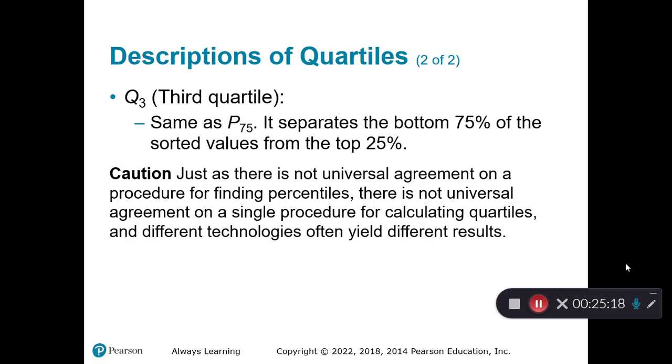A caution here is that just as there is no universal agreement on how to find percentiles, there's also no universal agreement on how to calculate quartiles. So there might be some small differences depending on whether you're using a calculator, a manual formula, Excel, for instance, SPSS, or other computer programs. They won't vary very much, but you might see some slight differences. In this course, we're going to be consistent, though, with the formulas that I've presented, so we should not have different values.